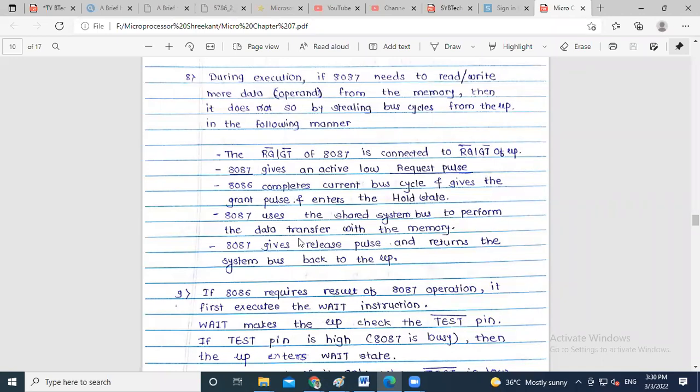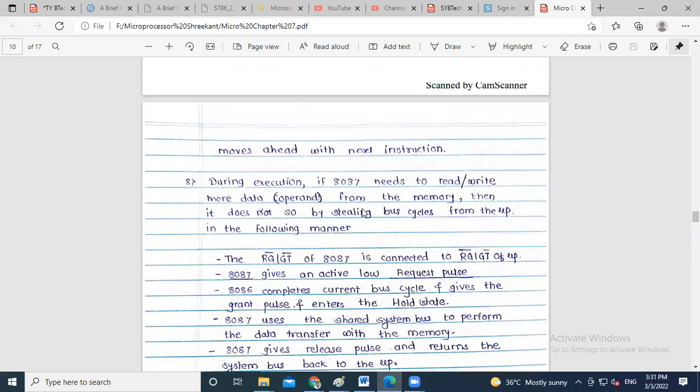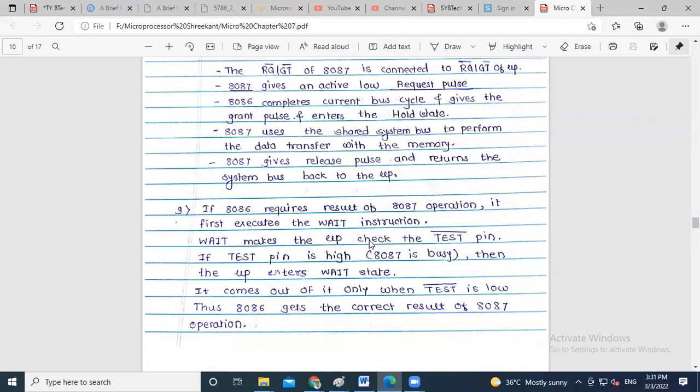So the 8087 becomes active over the request pulses. The 8086 completes the current bus cycle and gives the grant pulse, then enters the hold state. So the 8087 uses the system bus to perform the data transfer with the memory. And this 8087 gives a release pulse and returns the system bus back to the microprocessor. So these characteristics, or we say features, are very important.